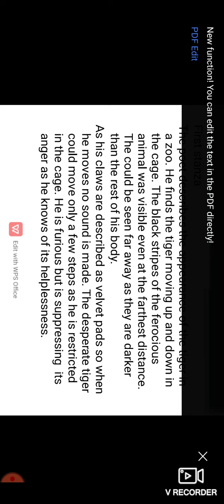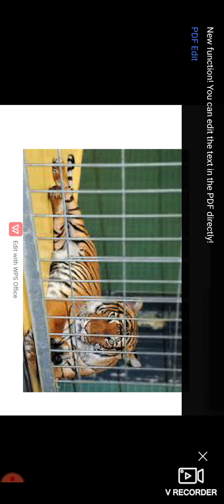The desperate tiger could move only a few steps as he is restricted in the cage. He is furious but is suppressing his anger as he knows of his helplessness. So, this is the tiger in the cage. Just imagine, this ferocity is just limited to this cage.